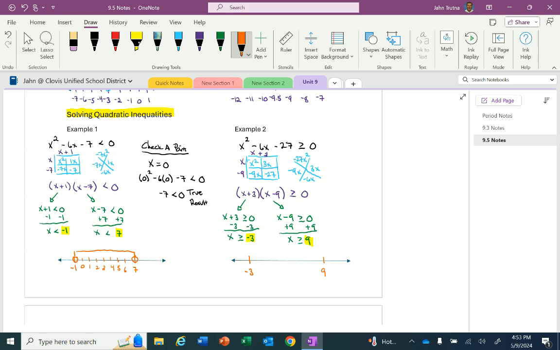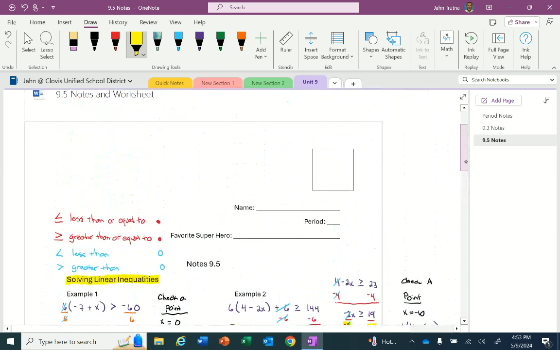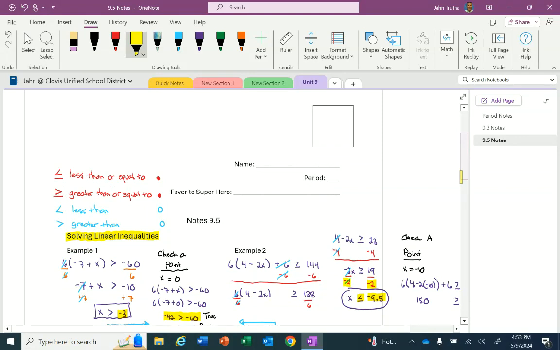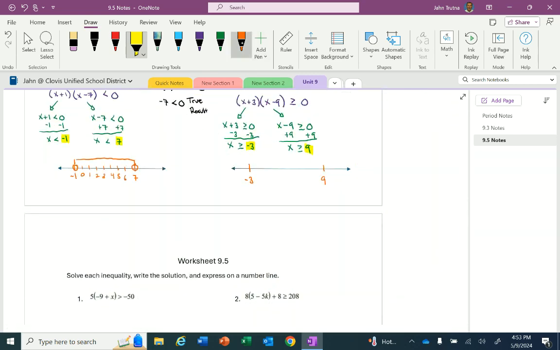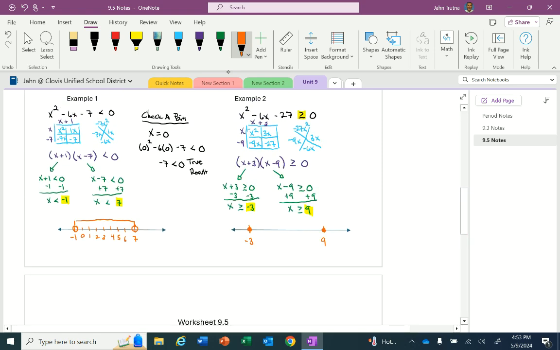Now my inequality symbol, which is greater than or equal to, dictates what kind of dot. Notice up here, greater than or equal to means we put a filled in dot, closed dot, however you want to say it, on both of the negative 3 and the positive 9. And now I have to check a point, okay? And the point is going to tell me, should I connect the two dots on my graph or should I draw arrows going away from the two dots?